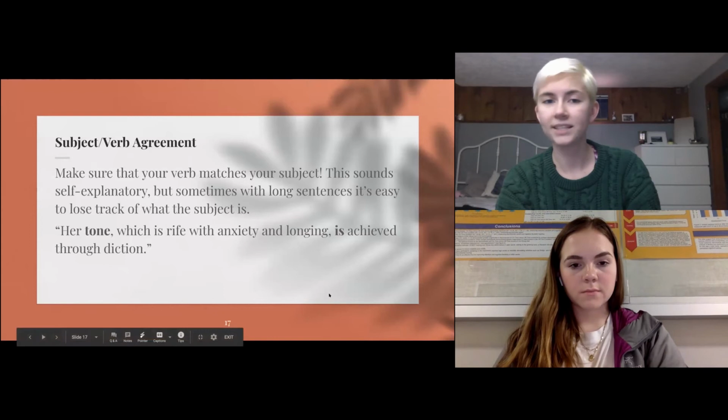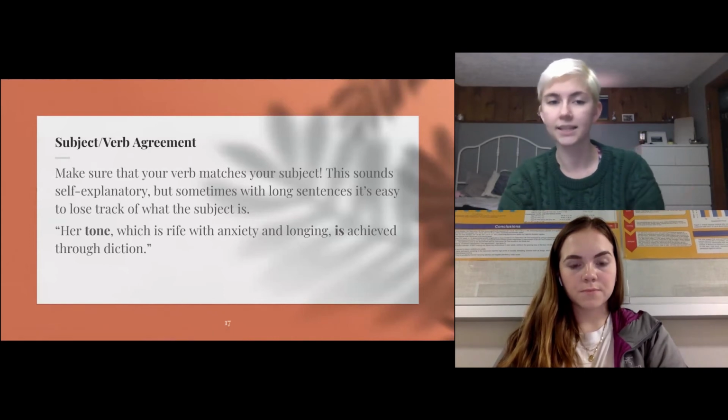Another big one is subject-verb agreement. As we discussed before, every complete sentence has a subject and a verb. The important thing is to make sure that your verb matches your subject. This sounds self-explanatory, but sometimes with longer sentences, when you have little phrases in the middle, it's easy to lose track of what the subject is, or whether it's plural or not.